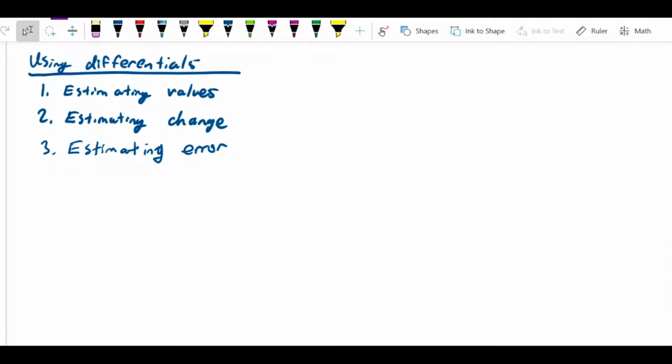So there are a few different things that we can use differentials for. I've listed a few of them here. These are the ones that seem to come up the most in the assigned problems. One is estimating values. The other is estimating change, and the third is estimating error. I should point out that estimating values is really just a different way of using the linearization as we did in the earlier examples, and I'll show you why.